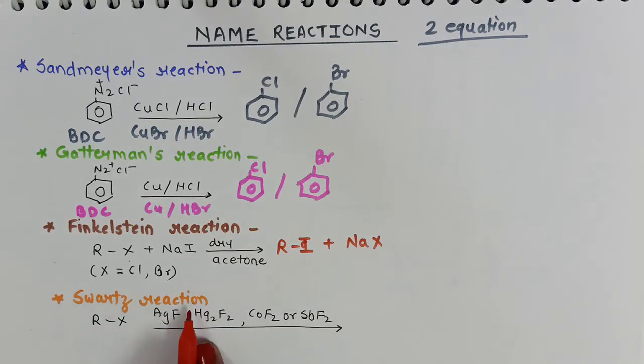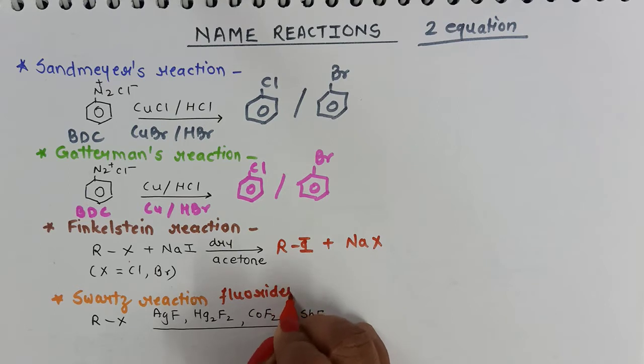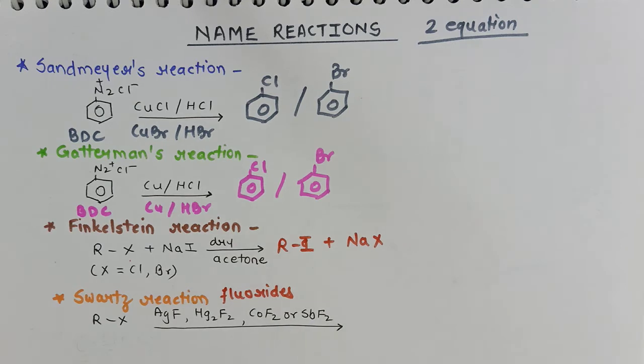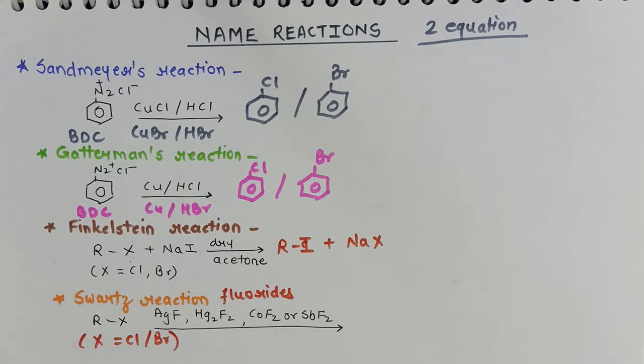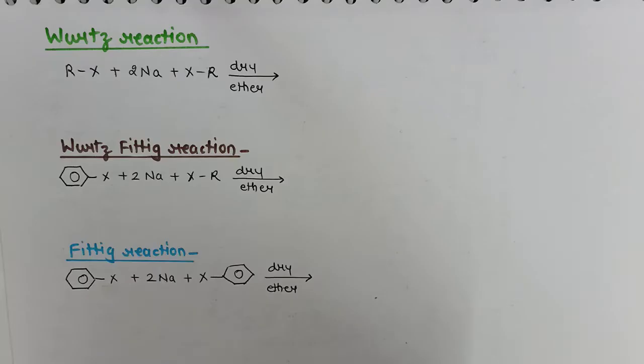Okay, moving on to the next one, Swarts reaction. Swarts reaction is basically for the fluorides. As I told you, Finkelstein is basically for the iodoalkanes. Similarly, Swarts reaction is basically for the fluoride, and the condition is that the halogen which is replaced will be either chlorine or bromine. So the haloalkane is treated with metallic fluoride like silver fluoride, mercury fluoride, antimony fluoride, etc., where you will get fluoroalkane along with whatever metal you have used, its halide. For example, if I have used AgF here, the product will be AgCl. So that was about Swarts reaction.